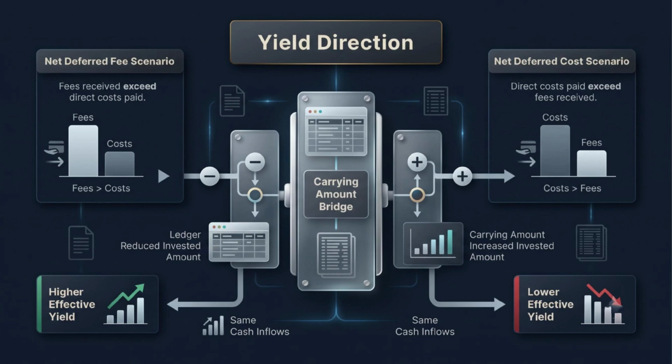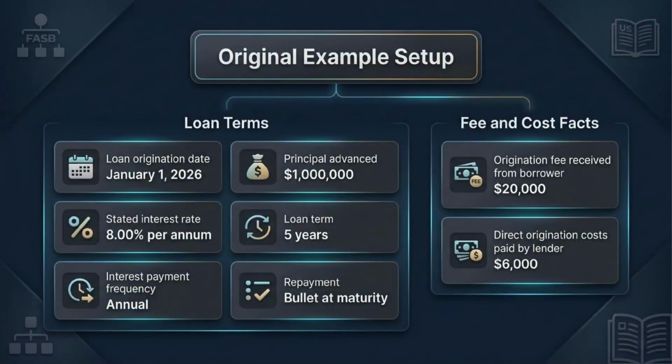The same contractual cash flows are now earned on a higher investment, so the effective yield goes down. The carrying amount is the bridge between fees, costs, and yield. Now let us set up the example.